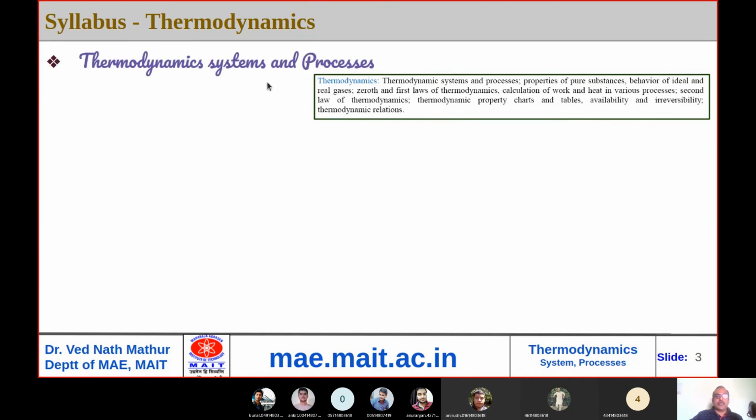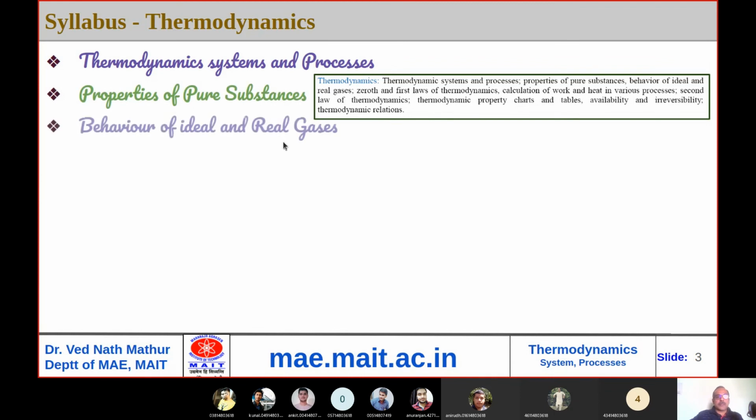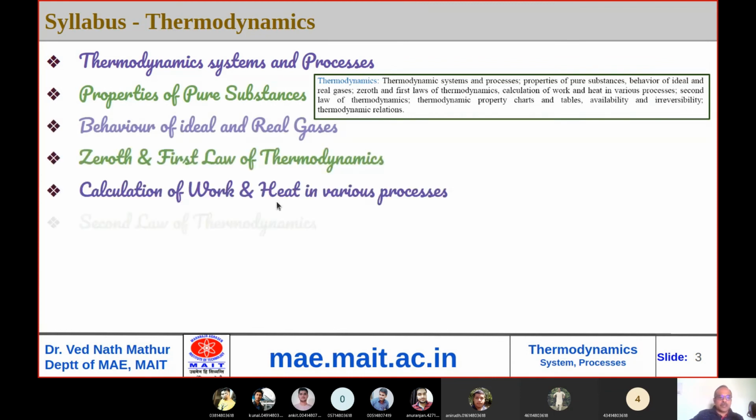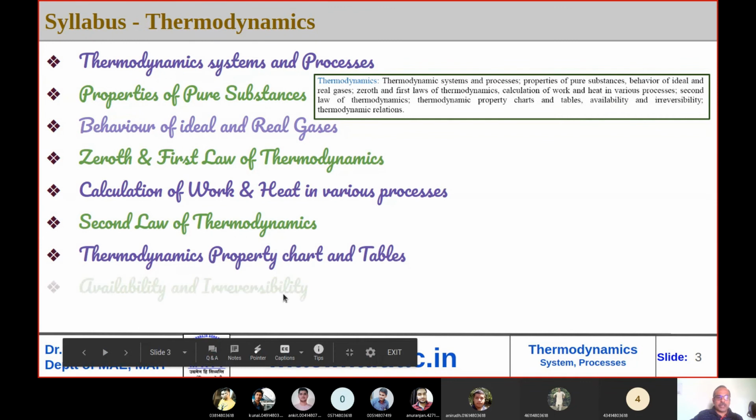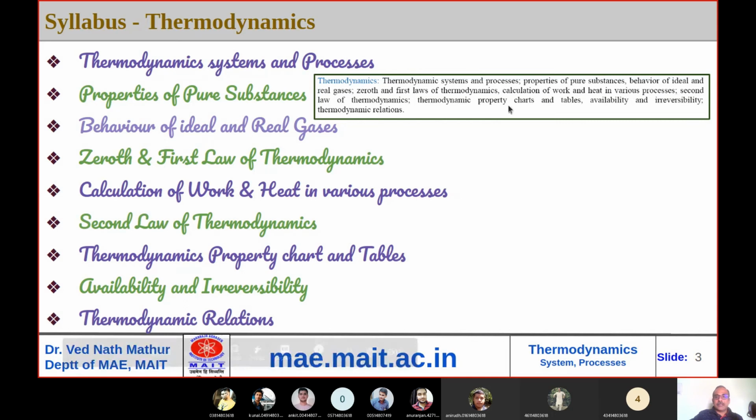The topics are thermodynamic system and processes, properties of pure substances, behavior of ideal and real gases, 0th and 1st law of thermodynamics, calculation of work and heat in various processes, 2nd law of thermodynamics, thermodynamic property charts and tables, availability and irreversibility. And the last one is thermodynamic relations. So this is basic thermodynamics.